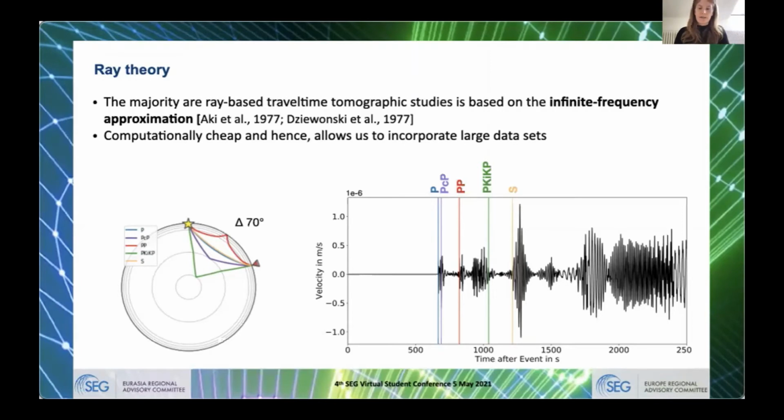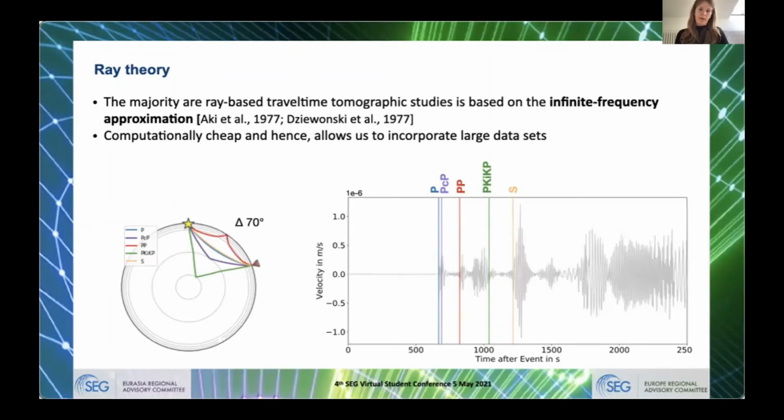And as illustrated in this figure, these traditional tomographic methods are based on picking travel times for different phases that travel through different parts of the Earth, and hence arrive at different times at a station. So here we're looking at arrival times of body wave phases, which travel through the Earth's interior, while the later part of the seismogram shows large amplitude surface waves, which are confined near the surface. And these ray tomographic methods are computationally cheap, and we can include vast amounts of data, but besides the arrival times, the rest of the seismogram is ignored.